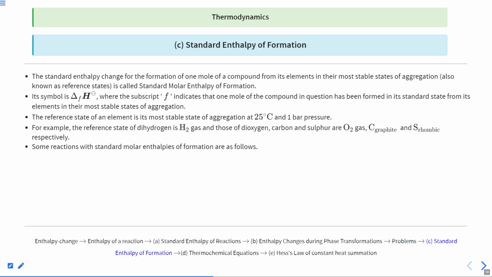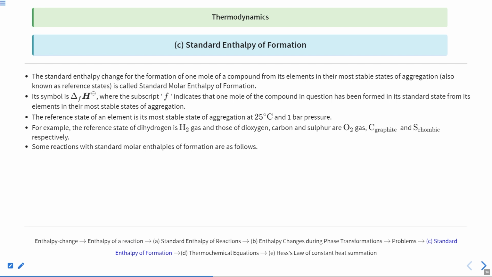So we have talked about the enthalpy change during phase transformation. Now we will talk about the enthalpy change of formation. Again, we are taking the standard condition. So what is standard enthalpy change? It is basically the enthalpy change when we form 1 mole of a substance from its elements in the most stable state of aggregation, also known as the reference state. You will get this more clear when you see an example.